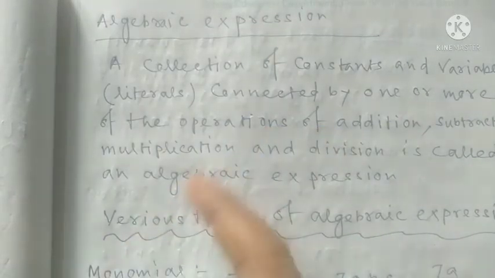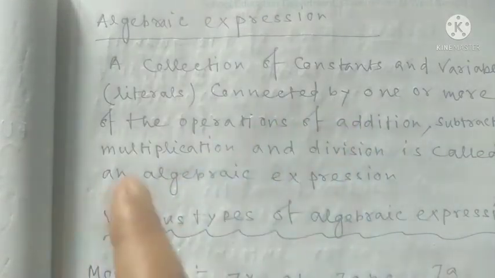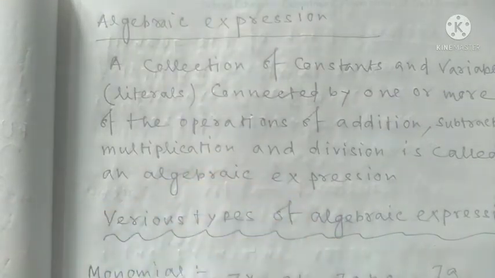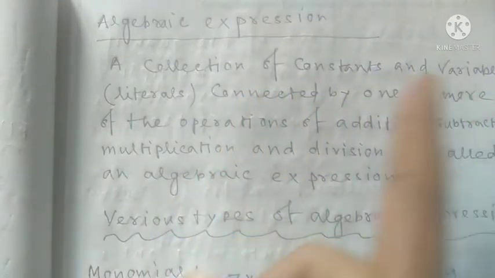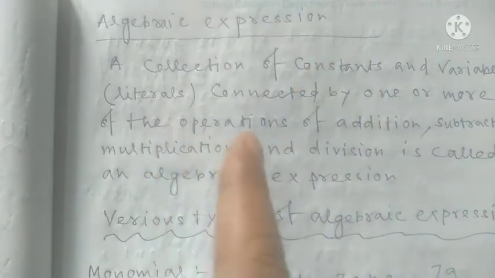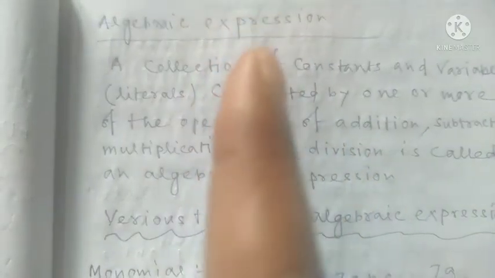Expression means, as I told you a few minutes ago, what is constant and variable. When you make an algebraic expression, constant and variable are very important. If constants and variables are connected by two or more of the operations of addition, subtraction, multiplication and division, then you can say the collection is an algebraic expression.